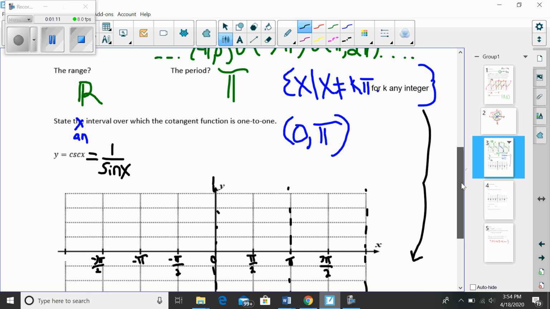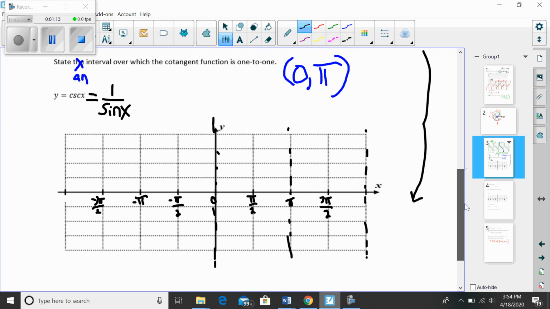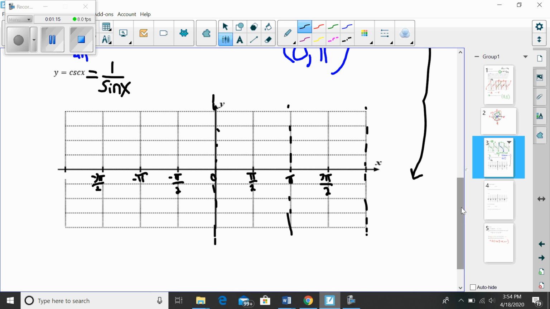So it's where the function is undefined, which is determined by which trig function is in the denominator, that determines the domain. So cotangent and cosecant will have the same domain because they both have sine in the denominator. Okay, so I keep adding my asymptote lines here.